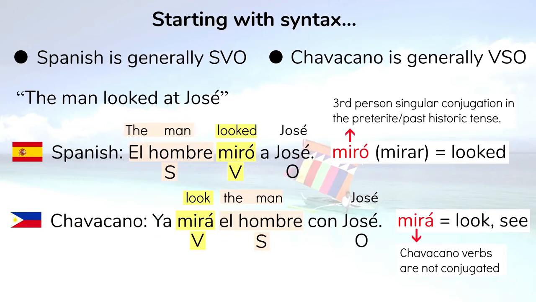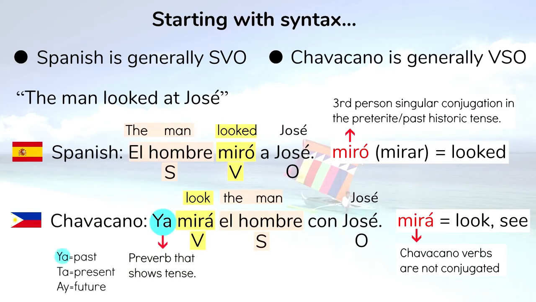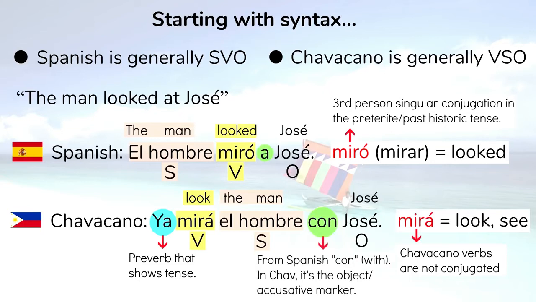The only thing that can change is this extra little piece right here, which is a preverb that shows tense. Ya indicates past, ta indicates present, and i indicates future. These are not always used, but can be used for clarity and for emphasis. Also notice that Chavacano uses con instead of a. Con comes from the Spanish word con, meaning with, but in Chavacano it's used as the object or accusative marker. So already we can see a number of differences between Spanish and Chavacano.